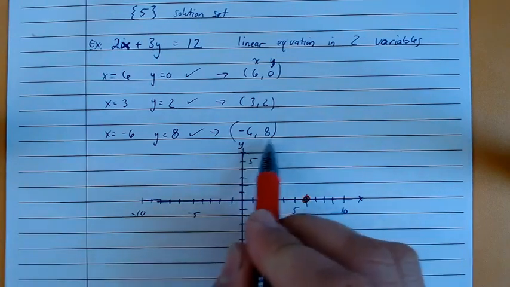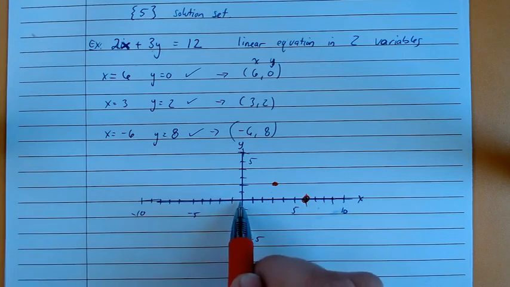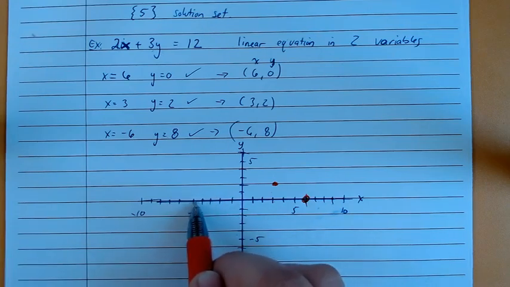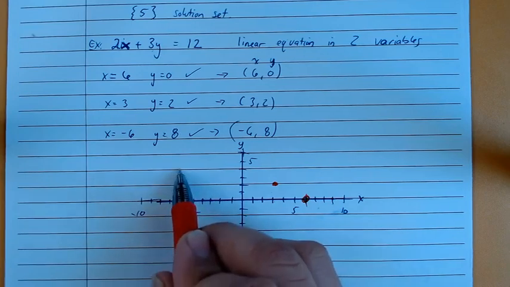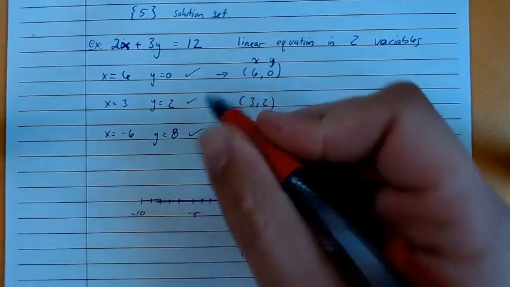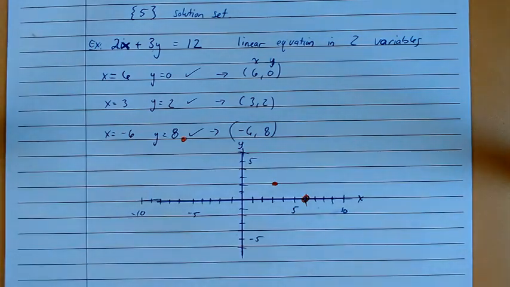And then I had another solution over here, negative 6, 8. Since x is negative, that means I'm going to go to the left. 1, 2, 3, 4, 5, 6. And I'm going to go up 8. 1, 2, 3, 4, 5, 6, 7, 8. It looks like I ran out of space there a little bit, but close enough, like that.